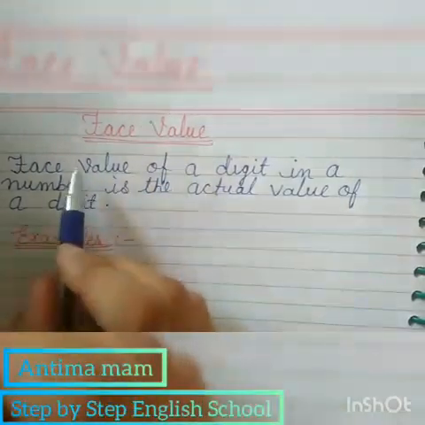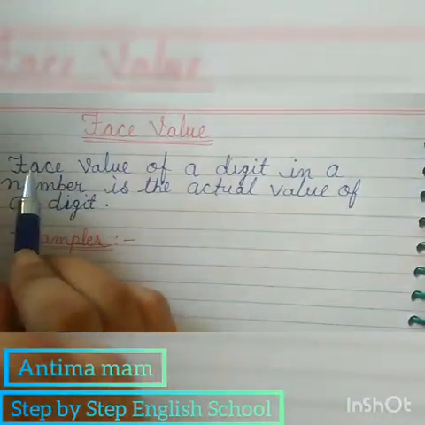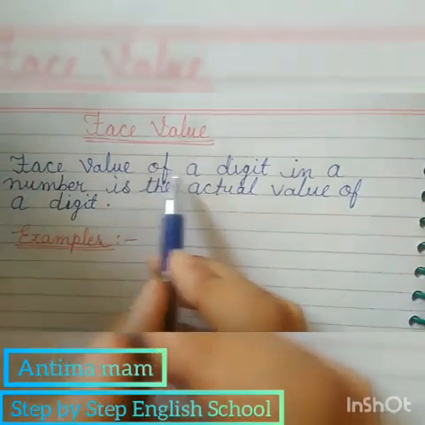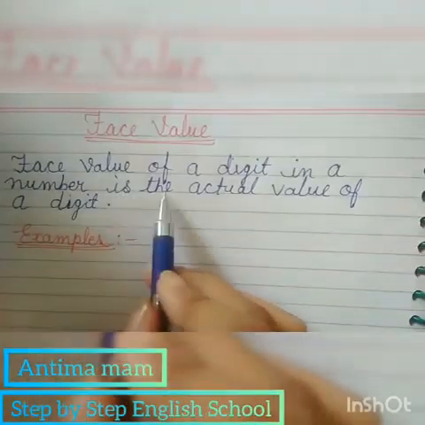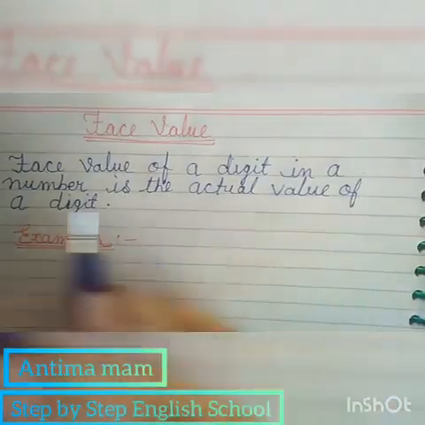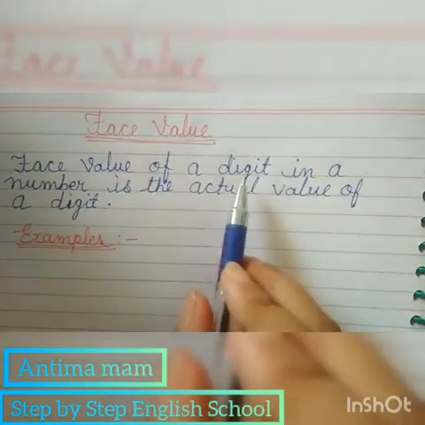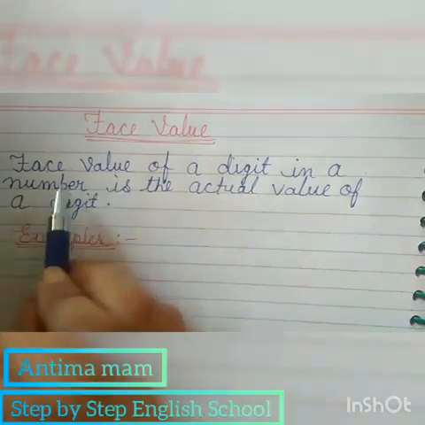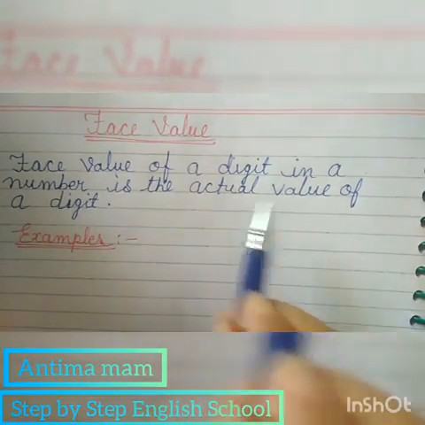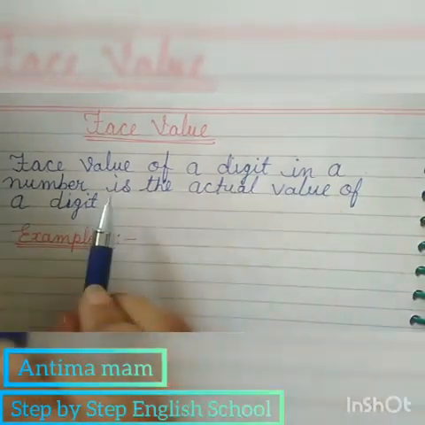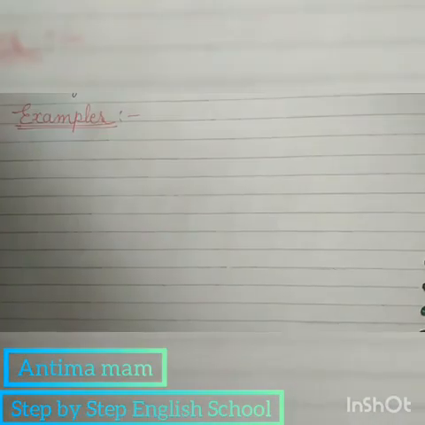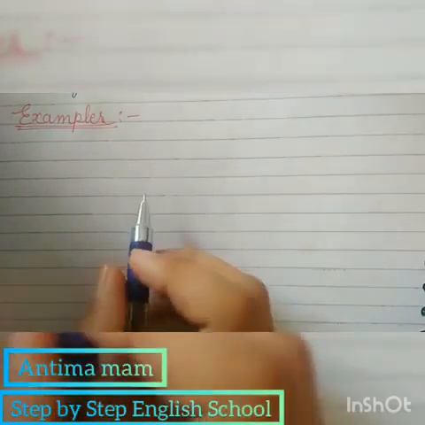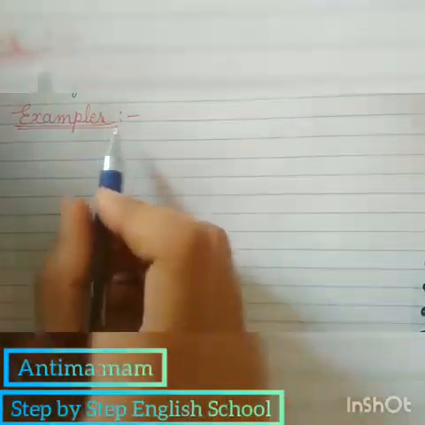Face value. What is face value? Definition of face value: face value of a digit in a number is the actual value of a digit. It means the actual value, the real value of a digit in a number is its face value. We can understand it by some examples.